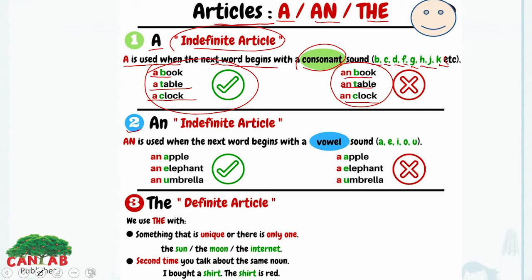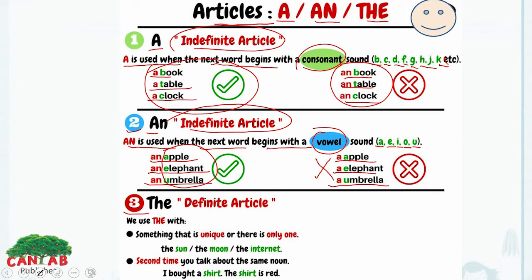The second is an indefinite article. An is used when the next word begins with a vowel sound. Vowel sounds are A, E, I, O, U. Yes, we will use an here like this: an apple, an elephant, an umbrella, because these words are starting with the vowel sound. A apple, a elephant, a umbrella is incorrect.